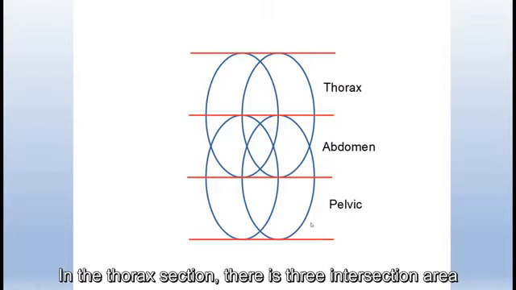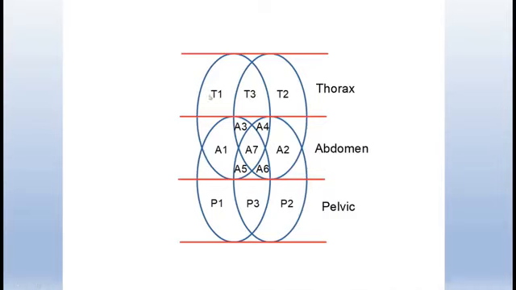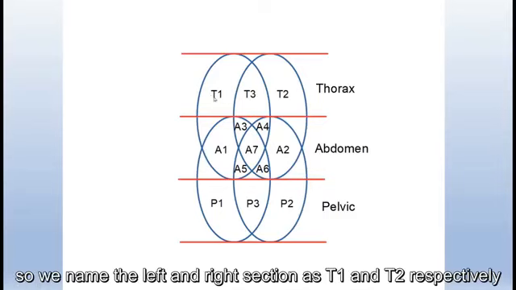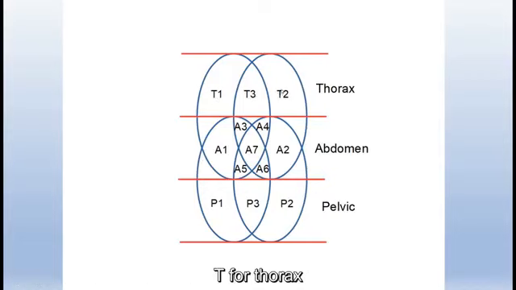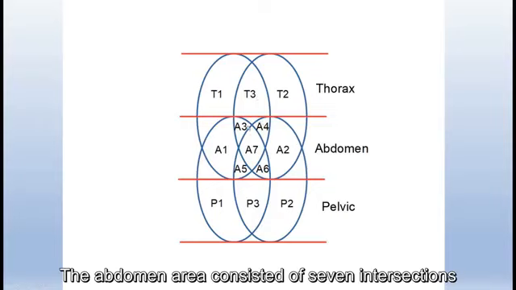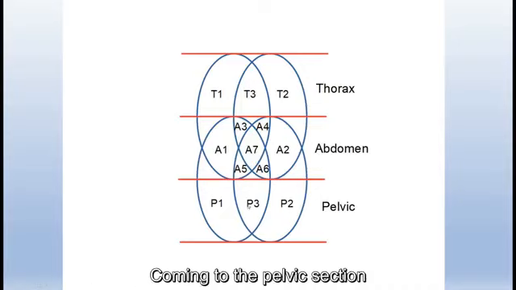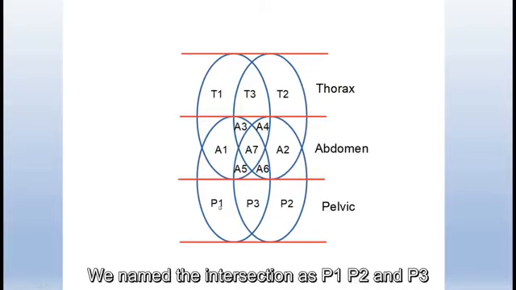In the thorax section, there are three intersection areas. We always name the symmetric sections as a pair. So we name the left and right sections as T1 and T2 respectively. T for thorax. The abdomen area consists of 7 intersections: A1, A2, A3, A4, A5, A6, and the central one A7. Coming to the pelvic section, we name the intersections as P1, P2, and P3.